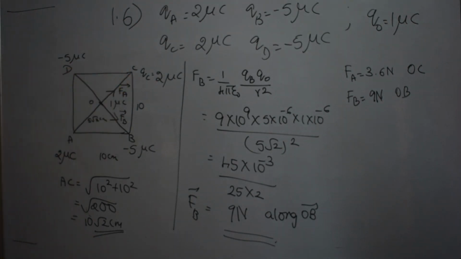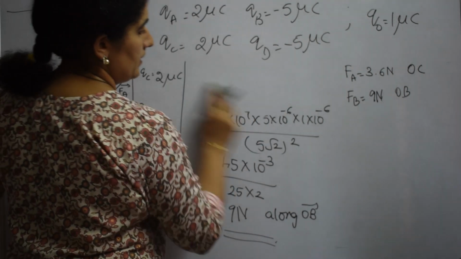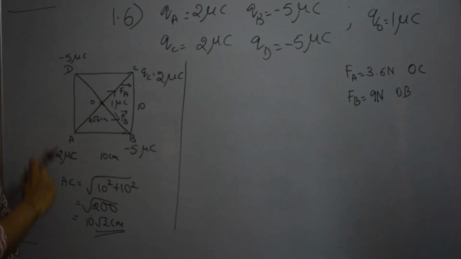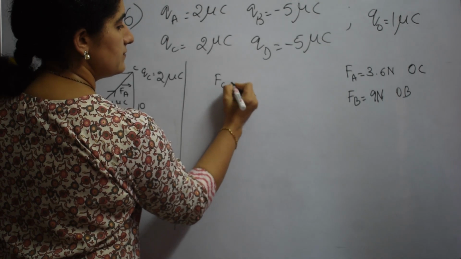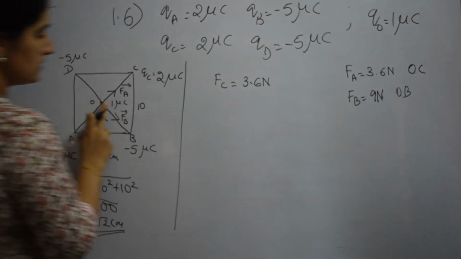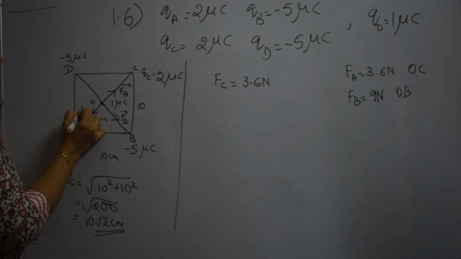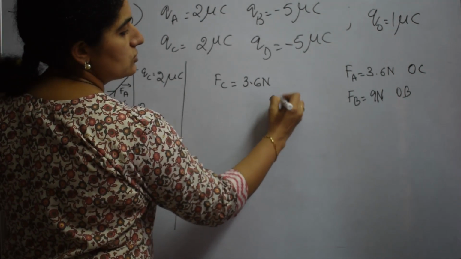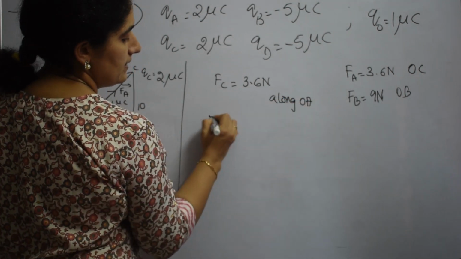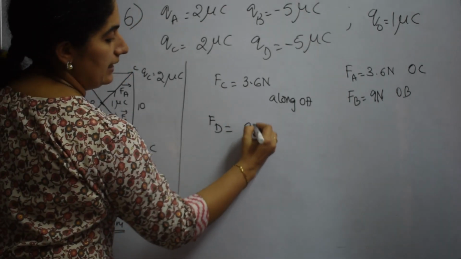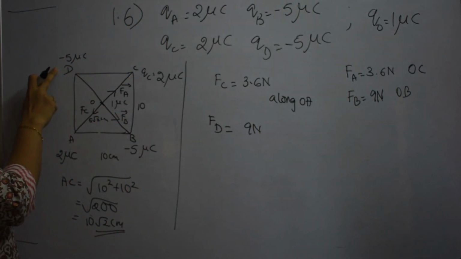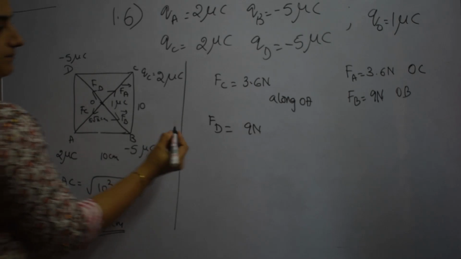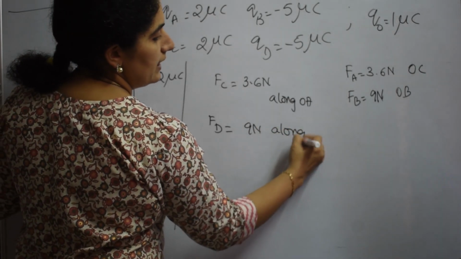Next we will go with FC. So this is simple. It is 2, the value has to be same. So FC should be equal to 3.6 Newton. Now what should be the direction? It should be like this, FC. Here this one and this one, both are positive, so it is repulsive. So it has to be along OA. Similarly FD has to be 9 Newton because magnitude is the same. Sign is also same, but it is attractive in nature. This is FD. So 9 Newton along OD.